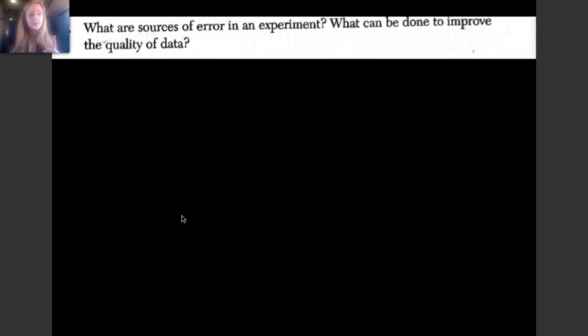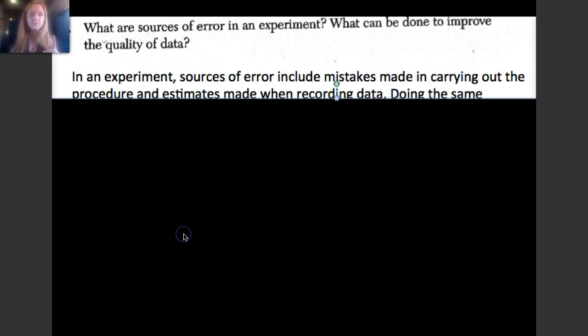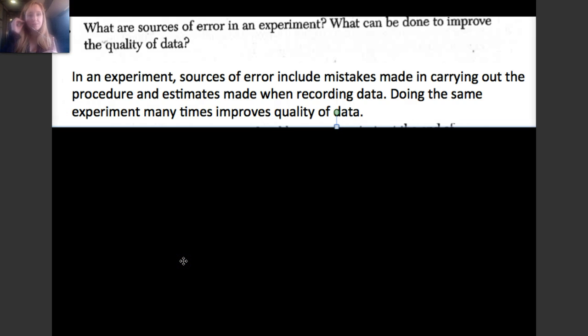What are some sources of error in an experiment? What can be done to improve the quality of data? So there are so many sources of error. In an experiment, sources of error could include mistakes made in carrying out the procedure. Like you could have put extra water in, you could have dropped something a little bit, you could have forgotten about it one day. It could be about estimates made when recording data. It could be you measured it incorrectly. You could even have done your math incorrectly. So when you do it many times over again, it reduces the amount of error that happened, or it reduces the chance that that mistake will happen twice.